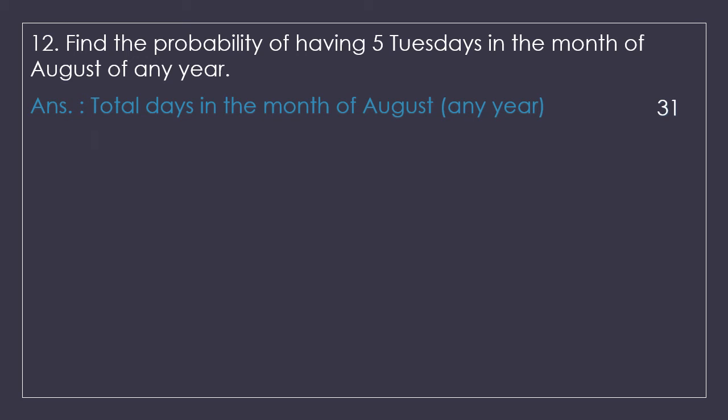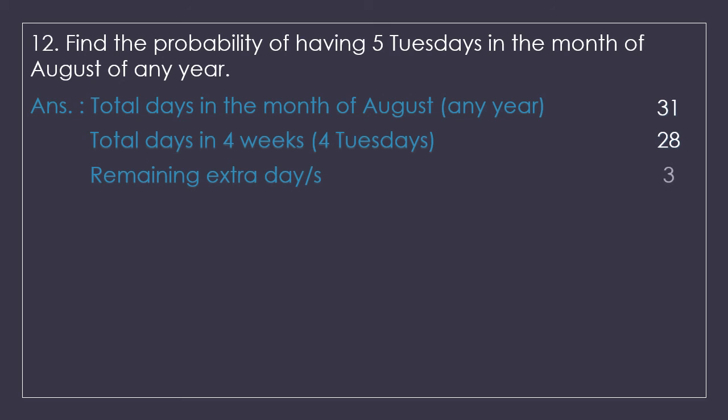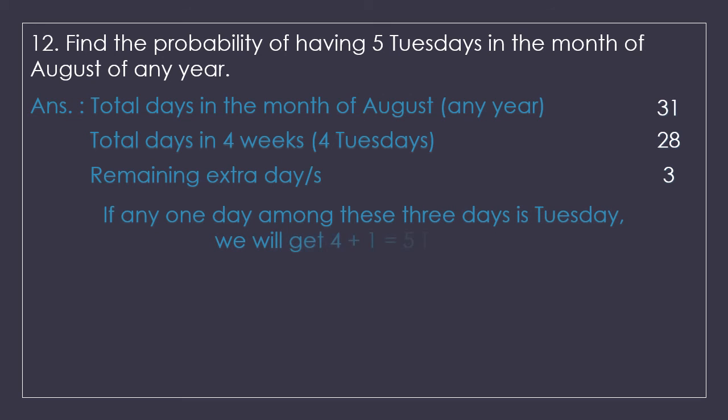Once again we have to start with 4 weeks, that is total days in 4 weeks. 4 weeks means 4 Tuesdays are 28, and right now rather than having one day we are having 3 remaining extra days. All 3 of these days cannot be a Tuesday, because we can't get 3 Tuesdays in a row, and these 3 days are in a row. So if any one day among these 3 days is Tuesday, then we will get 4 plus 1 is equal to 5 Tuesdays. So right now we have 3 days in a row. Of course the days will be in a row.